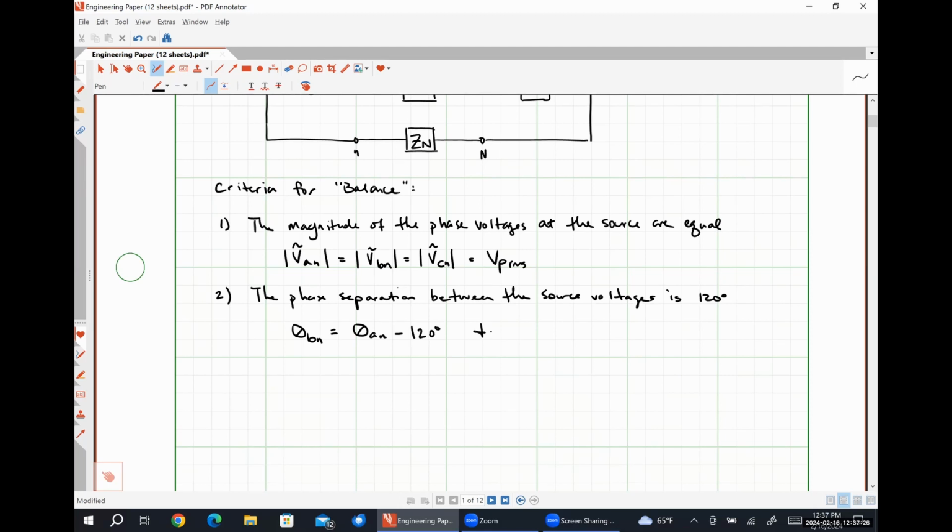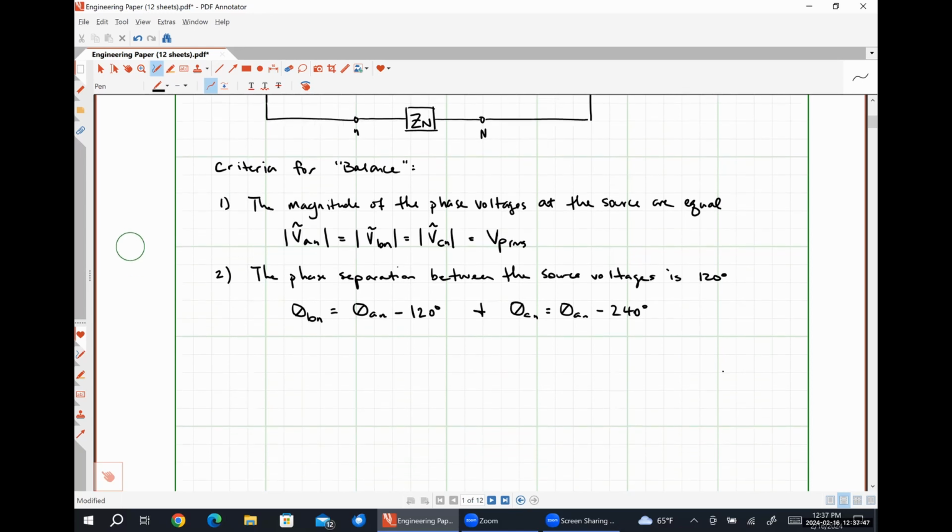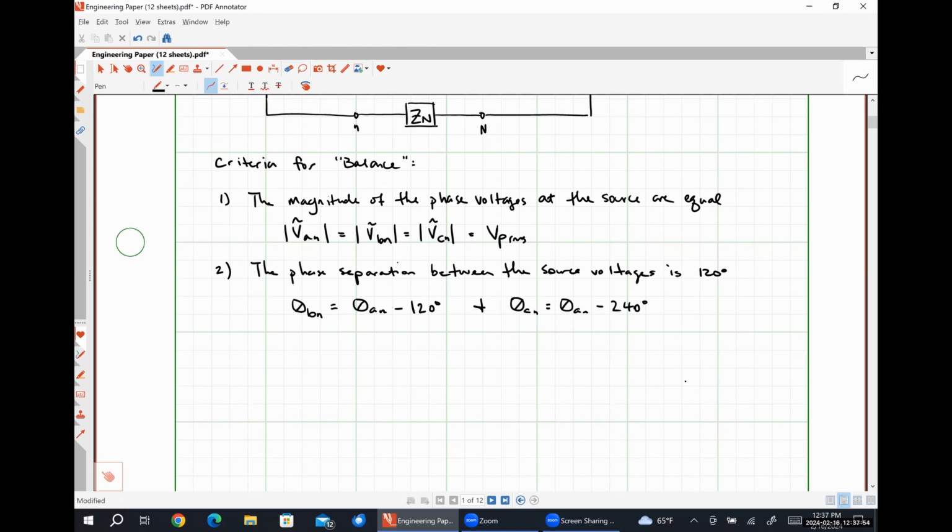And on top of this, theta CN must be equal to theta AN minus 240 degrees. And once again, this realistically could be plus or minus 240 degrees. But because we're only dealing with a positive phase sequence system, we're just using the negative sign. So under those two criteria, our source is a balanced thing, okay? Now, let's talk about what makes the transmission line network a balanced thing, right?